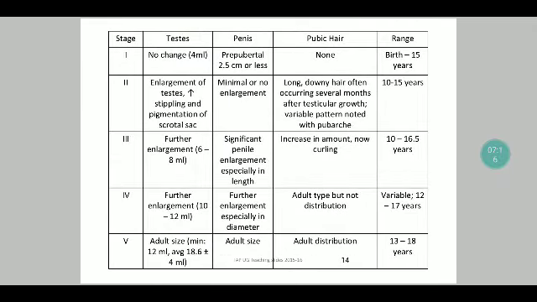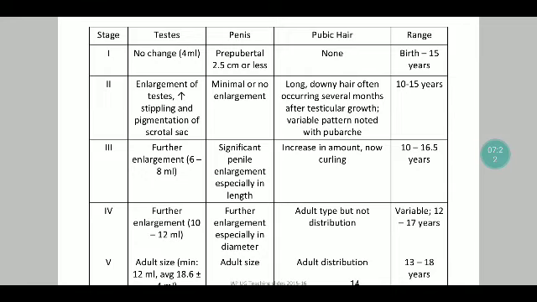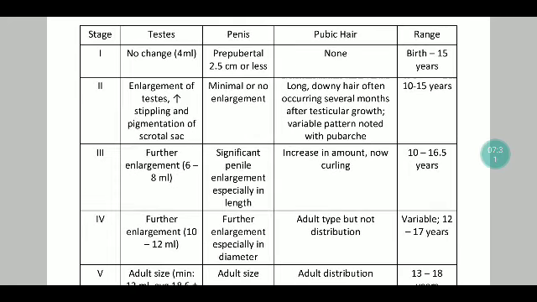Now, coming to the changes in males, it considers three patterns: testicular changes, penile changes, as well as pubic hair changes. The testicular changes, of course, no change with prepubertal size penis and no pubic hair comes under SMR1. Testicular enlargement with stippling and increased pigmentation of the scrotal sac with minimal or no enlargement of the penis and long downy hair is seen between age 10 to 15 as normal in SMR2.